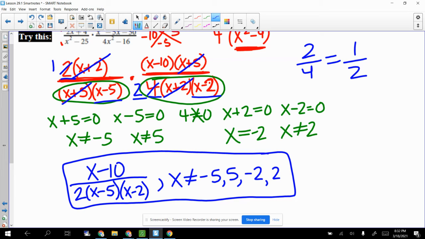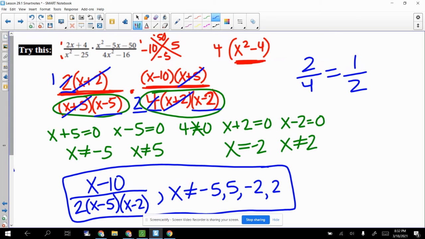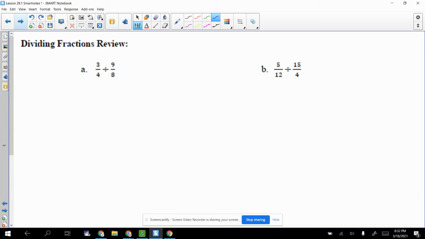Okay. So it's the same as simplifying. You're going to do all your factoring. Then you're going to look at all your denominators and state your restrictions. And then you're going to cancel things out to simplify. Okay. All right, let's move on to dividing then.